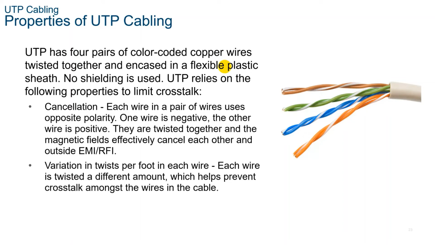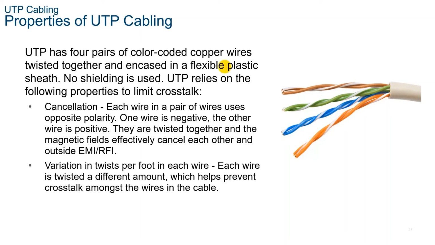When used as a networking medium, UTP cabling consists of 4 pairs of color-coded copper wires that have been twisted together and then encased in a flexible plastic sheath. All right? Its small size can be advantageous during installation. Now, UTP cable does not use shielding to counter the effects of EMI and RFI. Instead, cable designers have discovered other ways to limit the negative effect of crosstalk.